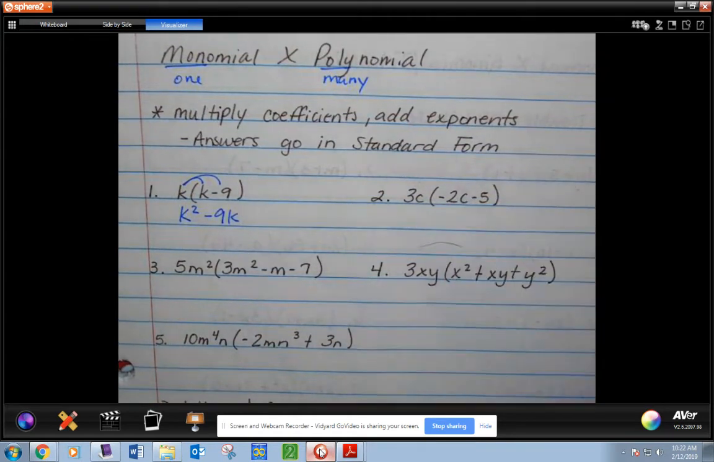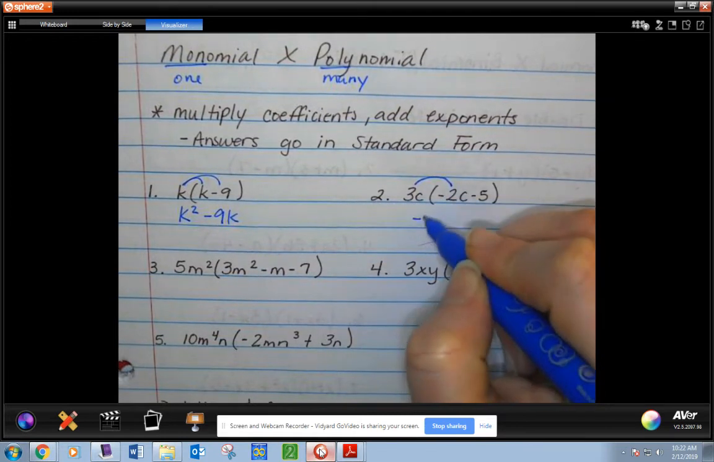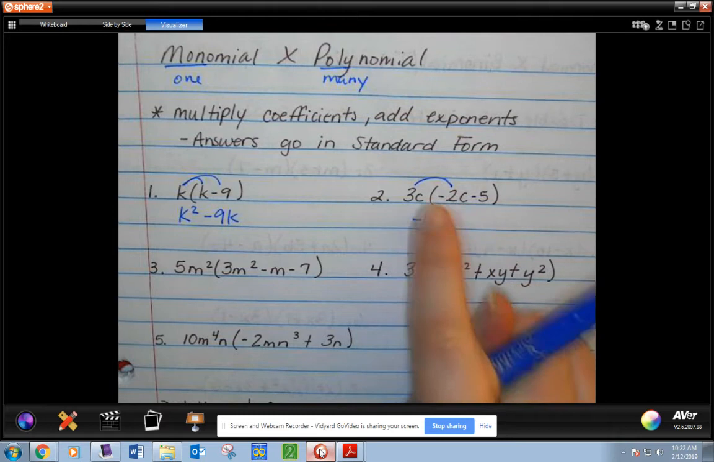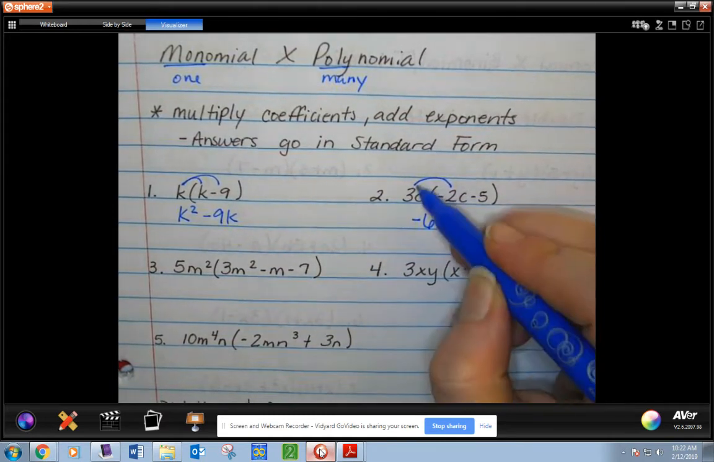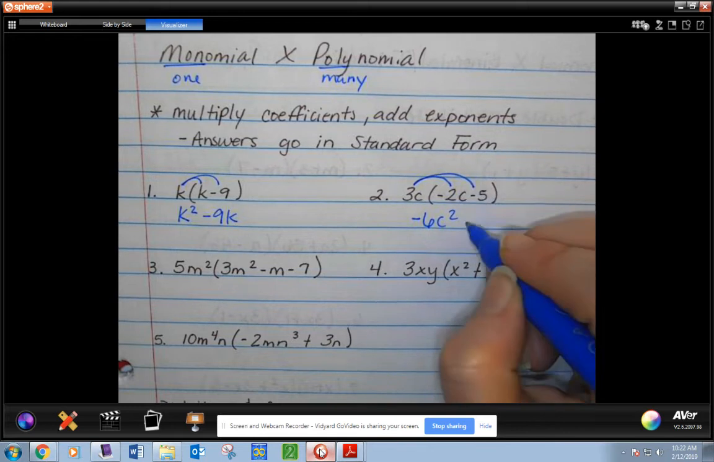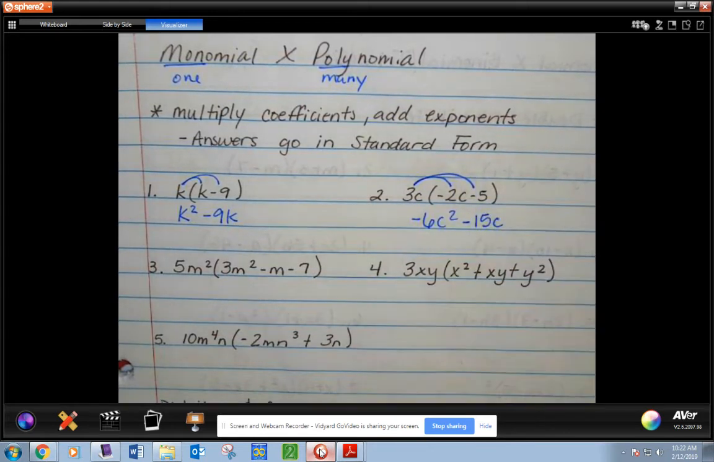Now, when you move to problem 2, you have 3c times negative 2c minus 5. You have to multiply your whole numbers. So 3 times negative 2 is negative 6, and you have to add your letters, so that gives me c squared. From here, I take 3 and multiply it by negative 5, which gives me negative 15, and I have a c and no c's, so that's c to the first. These two things won't combine because they're not like terms, so you move on.